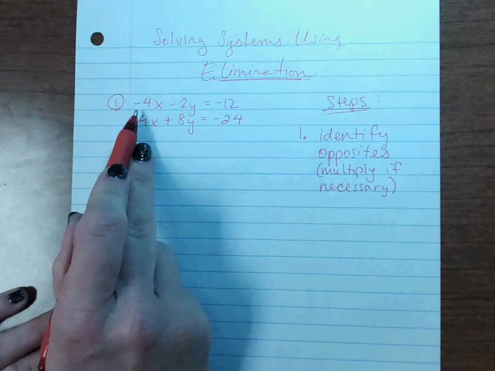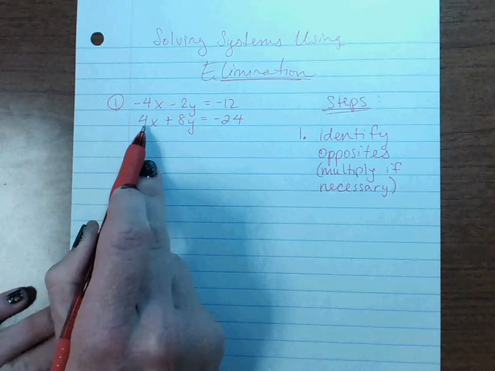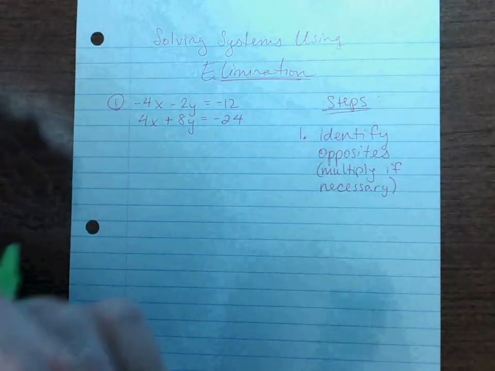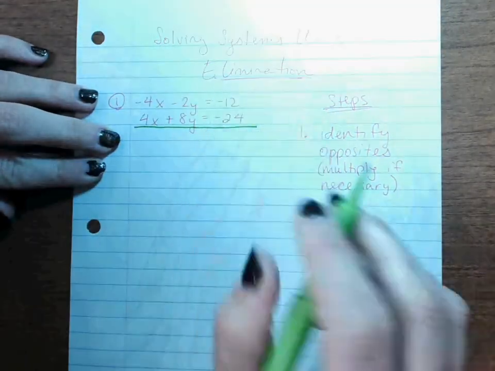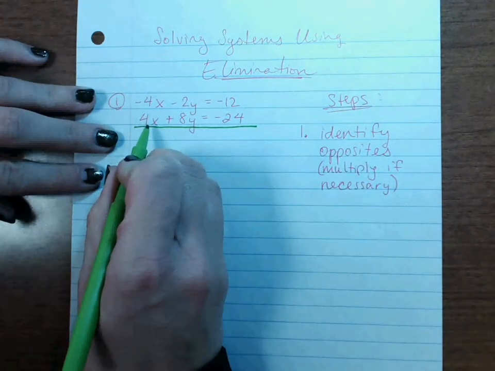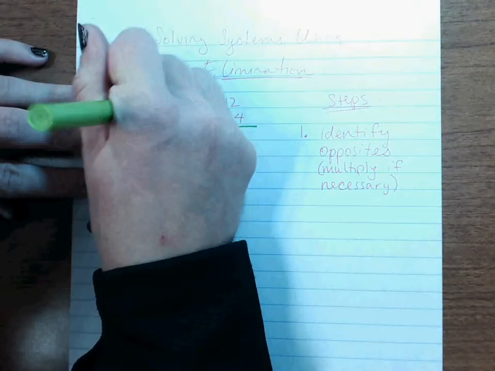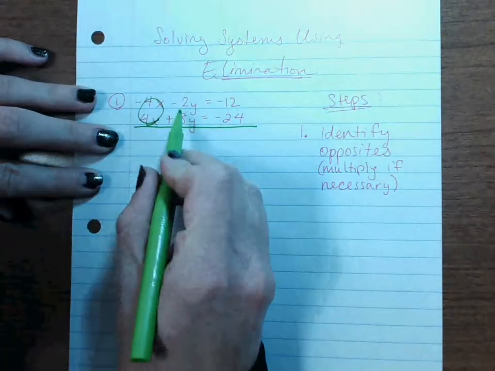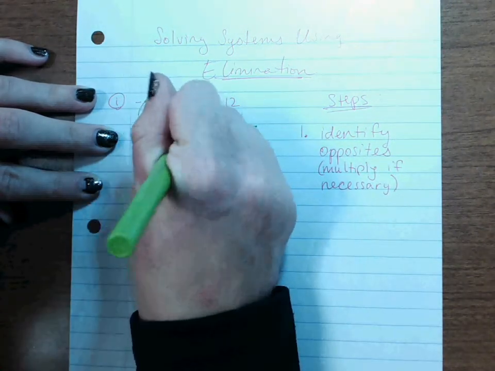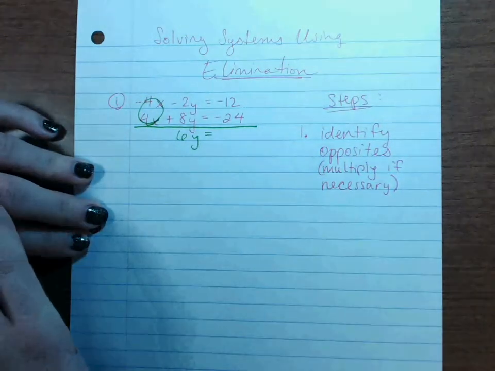What would be the opposite of negative 4? 4. So if I combined these together, what would I get? 0. That's the whole goal of elimination. So I don't need to multiply because we already have opposites set up with the variable x. So negative 4 plus 4 gives you 0. So these are gone. And then what does negative 2 and positive 8 make? Positive 6, good. And then negative 12 and negative 24. Negative 36.